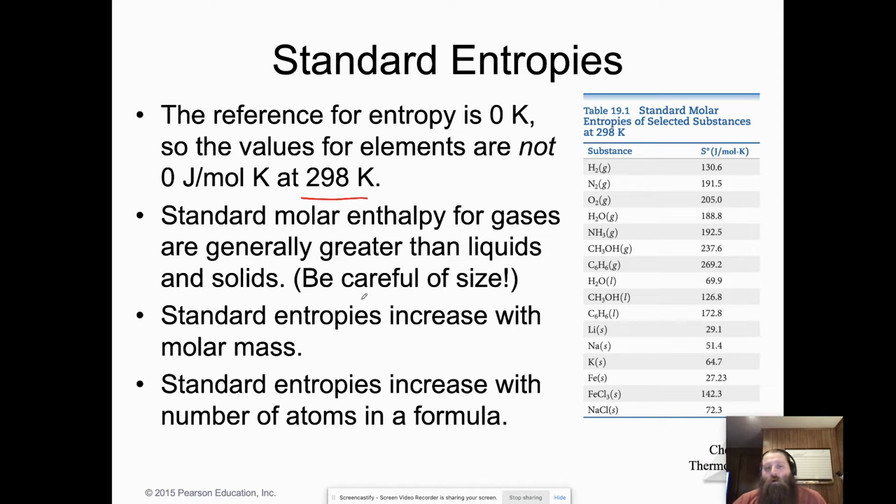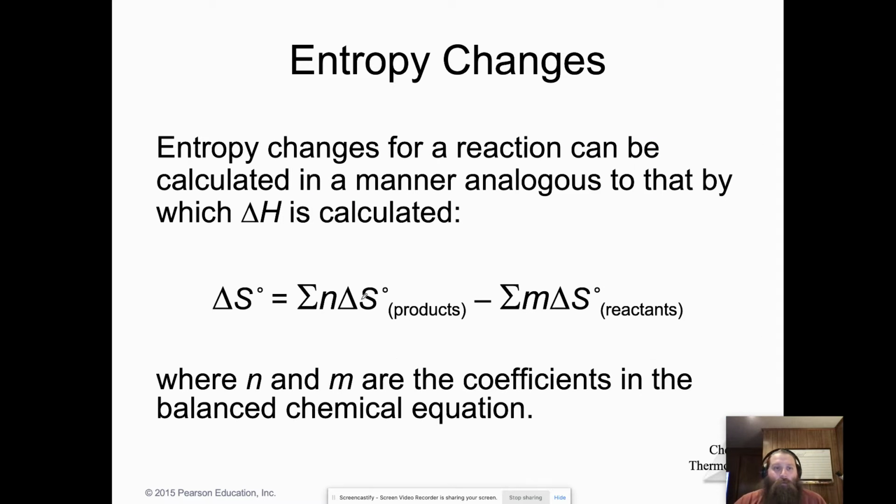All of the standard molar entropies for gases follow a general trend of being greater than liquids and solids of the same species, but as the size of the gas molecule gets bigger, that can be a little bit misleading, so just keep that in mind. Pretty much all of the standard entropies are going to increase with mass, and they're all going to increase with the number of atoms in the formula. Remember, the more microstates that are present, the greater the entropy is going to have to be mathematically.